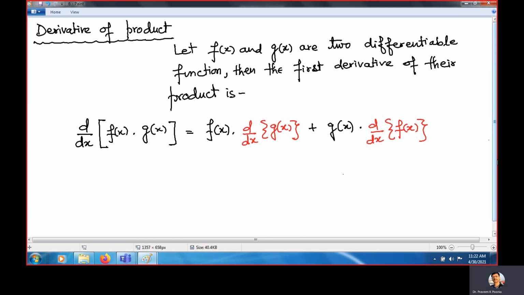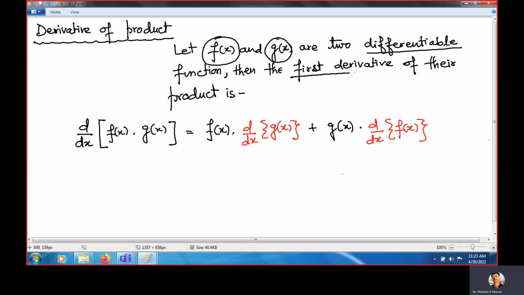In this lecture, we will discuss two important properties of derivatives, or two important formulae. One is the derivative of a product. Derivative of a product means if f(x) and g(x) are two differentiable functions. Differentiable function means we can differentiate; their differentiation exists. Clear?